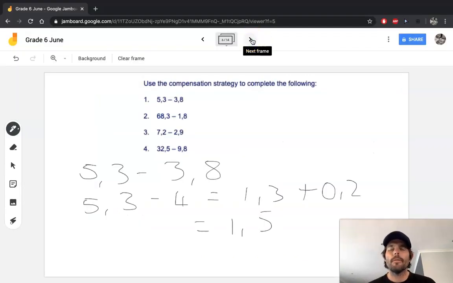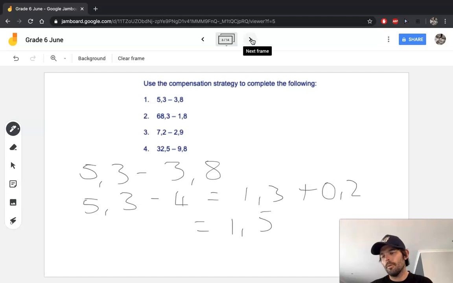Okay, I've already done the first example for you. So we have 5,3 minus 3,8. I've rounded off 3,8 to 4. So that means I've given it 2/10. 5,3 minus 4 is pretty straightforward, is 1,3. But now I must give those 2/10 back. Okay, and then 1,3 plus 0,2 is 1,5.